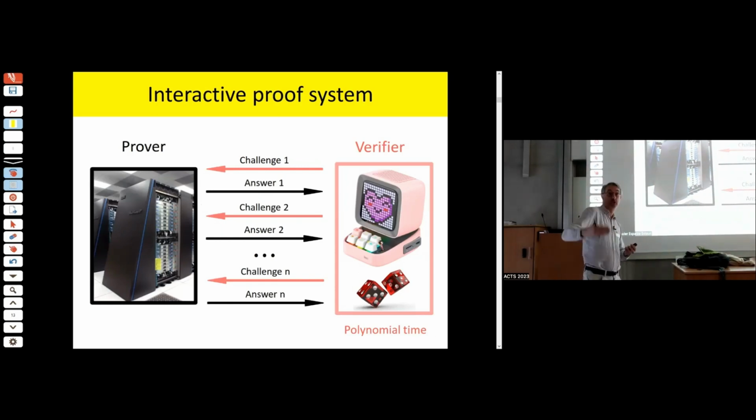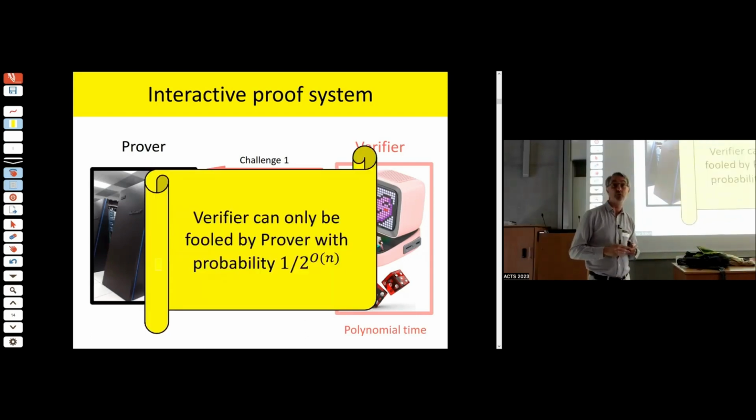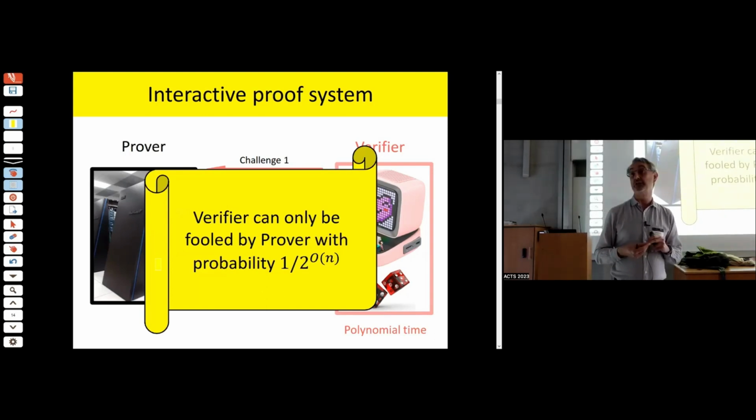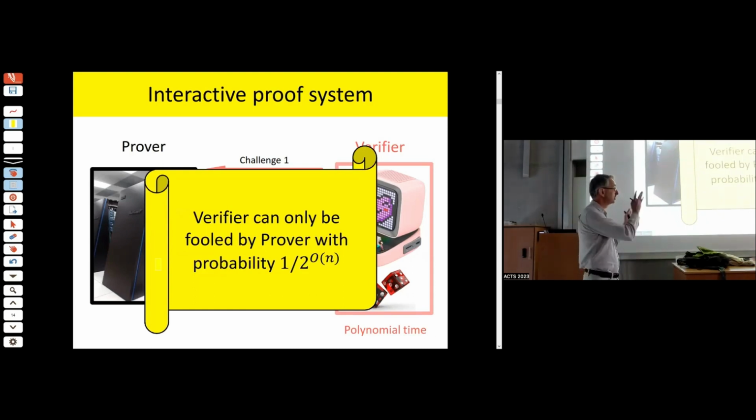You say that the problem has an interactive proof system if there exists such a protocol in a way that the verifier can only be fooled by the prover with probability 1 divided by 2 to the O of n, where n is the size of the formula set. Okay? And notice that we now have probabilities in place because of the ability of the verifier to generate random numbers. So nobody knows how to do this without this caveat that there is a small probability that the verifier is fooled, but in practice, that's not going to be much of a problem.